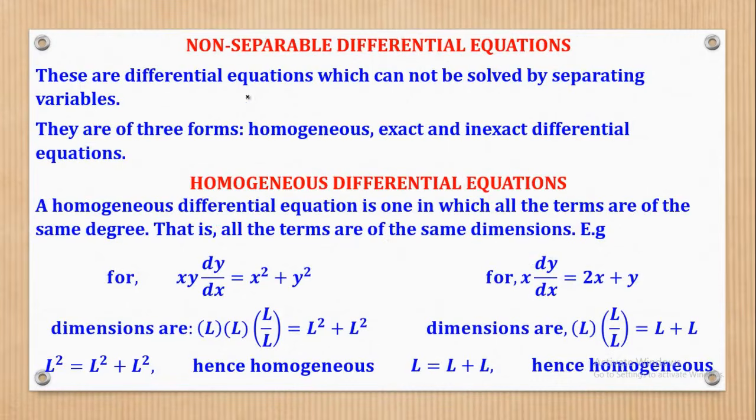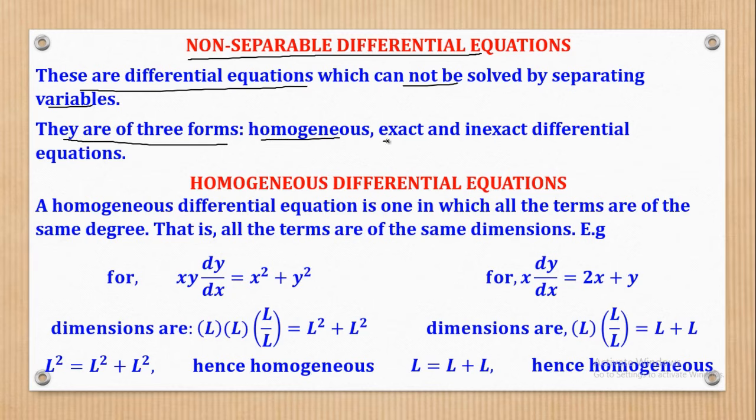Now we shall go to the second part, which is non-separable differential equations. These are differential equations which cannot be solved by separating variables. In other words, there is no way you can separate variables as we have been doing. Therefore, there are 3 forms of such non-separable differential equations. One is homogeneous, another one is exact, another one is inexact differential equation. So let's start with this one, which is homogeneous.